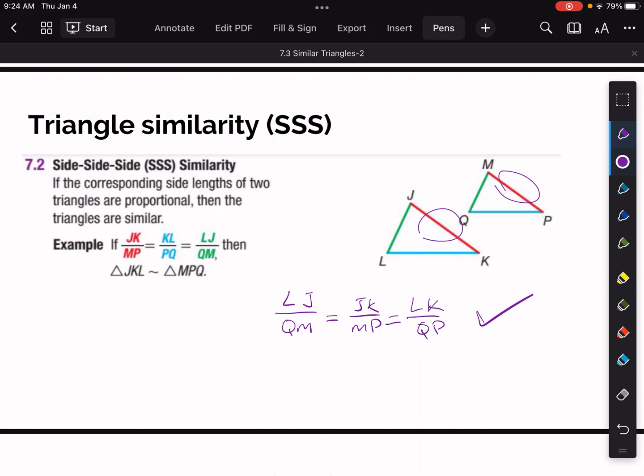So you're setting up these proportions to see whether or not that is a true thing. And whatever those come out to, we learned yesterday, is called the scale factor. So whatever these fractions are equivalent to, if you are given numbers, would be called the scale factor.